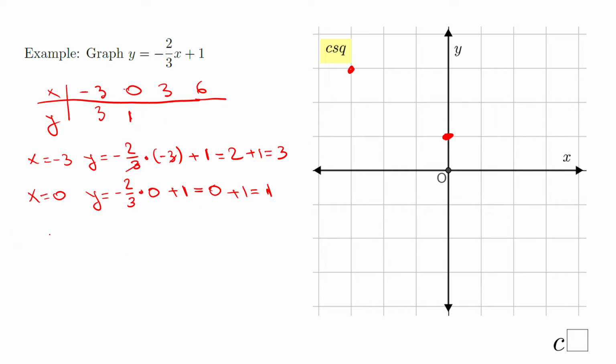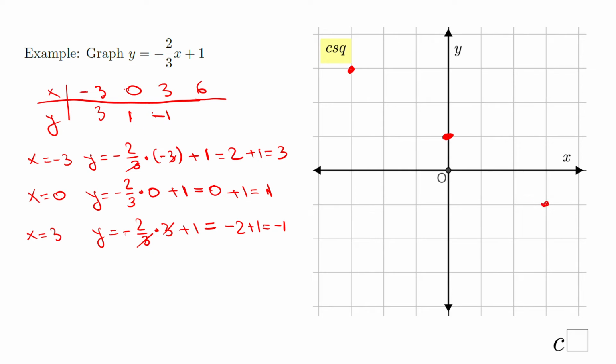Now we're going to go to the next value, x equals 3, and we have y equals negative 2 over 3 times 3 plus 1. Again, here you can approach like this, cancel out these 2 3's, and you have negative 2 left, plus 1, that will be negative 1. And we have the point 3 and negative 1.